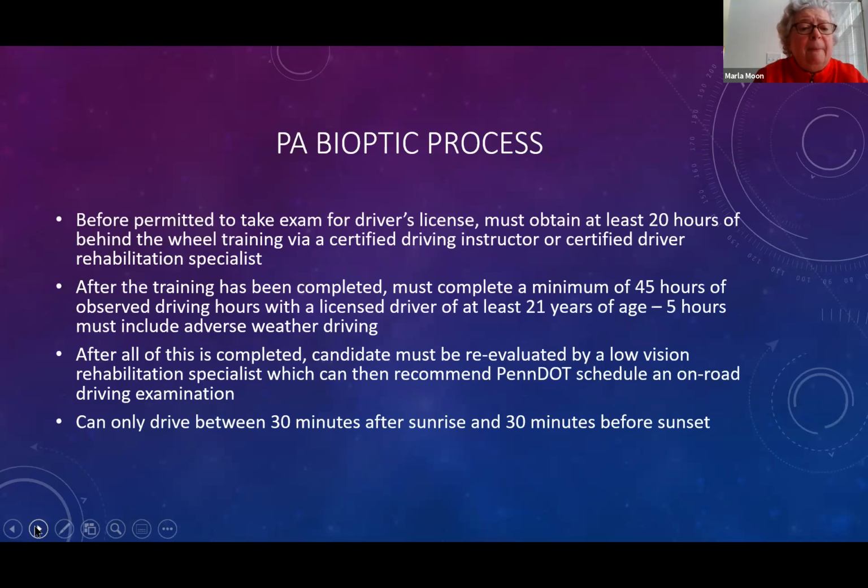Next slide, please. And then before being permitted to take an examination for the driver's license during the permit period, they must obtain at least 20 hours of behind the wheel training via a certified driving instructor or certified driver rehabilitation specialist. After the training has been completed, they must complete a minimum of 45 hours of observed driving with a licensed driver at least 21 years of age. That's not too different than 16-year-olds getting a driver's license today. The hours are a little bit more. I think it's 30 for them. But 5 hours must be included in adverse weather driving conditions.